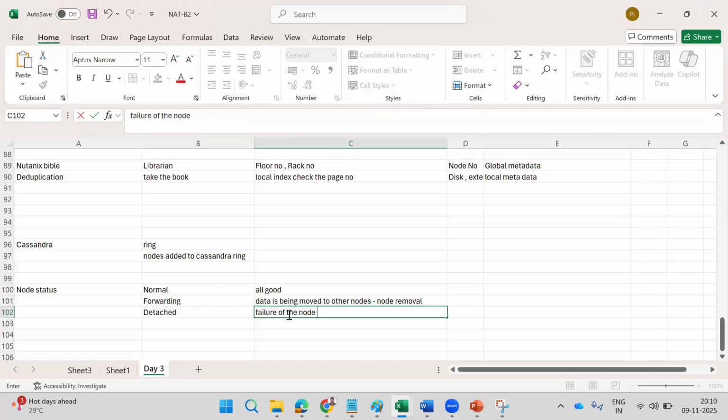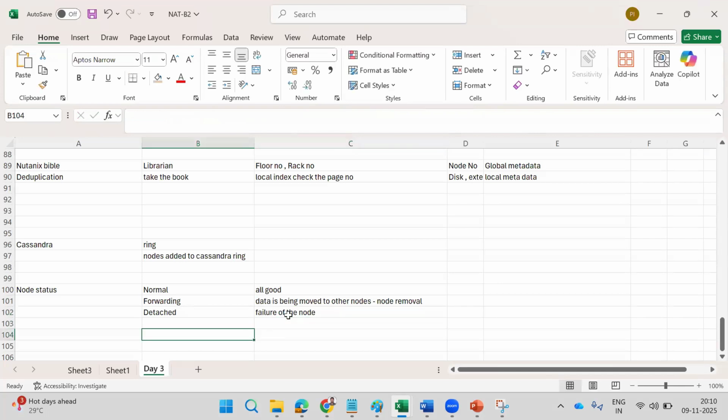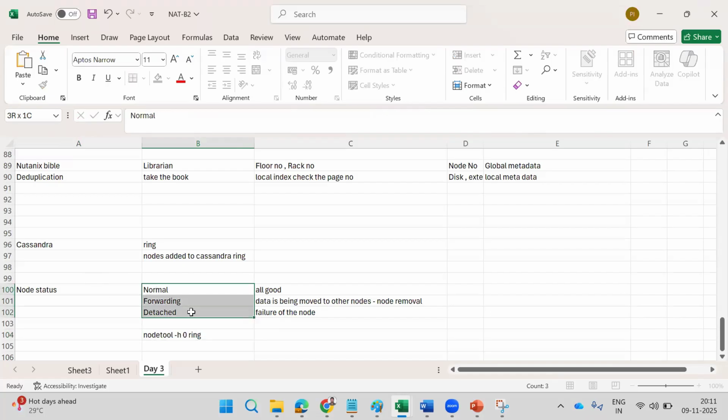If the node has some failure, it can be anything. If the node is not working as per the standard, then the node will be detached from the ring and it cannot participate in the cluster. So you need to add this node back to the ring, and for that you need to run some command. But to check the Cassandra ring information, there is a command called nodetool -h 0 ring. This will tell you how many nodes you have and what the status of those nodes is.